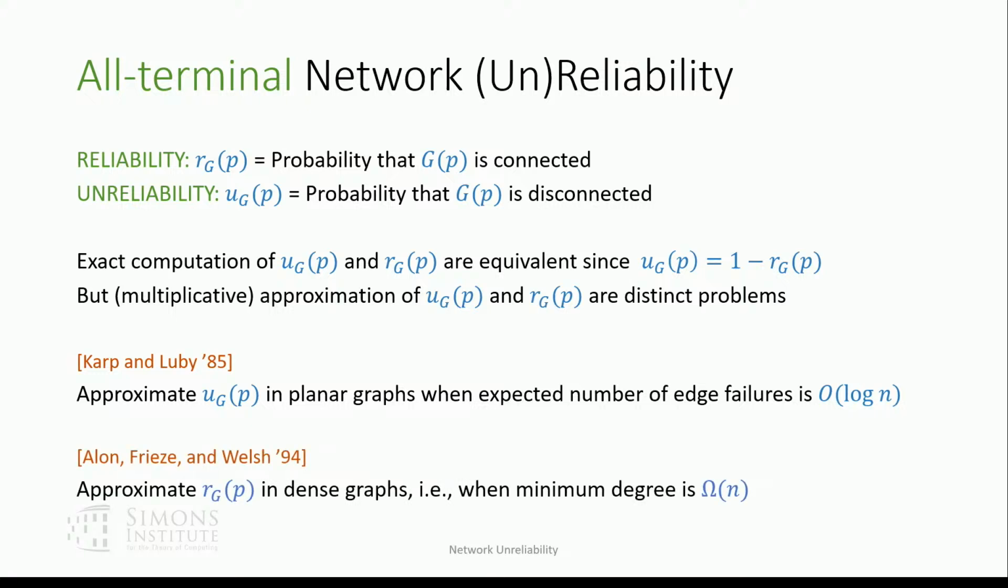And then about 10 years later, Alon, Frieze, and Welsh studied the reliability problem. So you want to approximate reliability, but they studied it only in dense graphs where the minimum degree of every vertex is order n, and again gave an approximation algorithm for that case. Now I should mention that this last result is a corollary of something broader. They looked at a broader class of dense instances of problems, and this just falls out as a corollary.